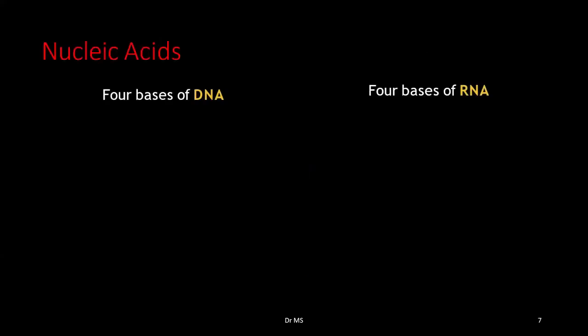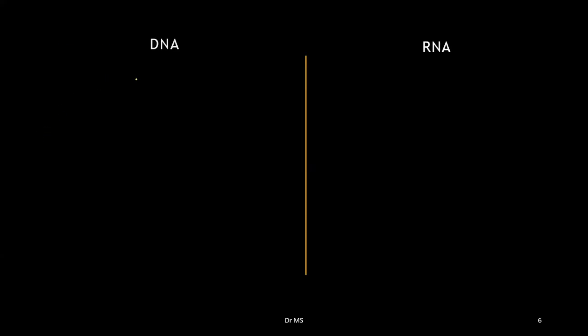DNA and RNA: if you see the structure, I told you that the nucleic acids are made up of pentose sugar. But a small structural difference makes DNA and RNA different. So what is that? If you see the pentose sugar, it has 5 carbons. This is the first carbon, second carbon, third carbon, fourth, and there's a fifth carbon which is present out of the ring.